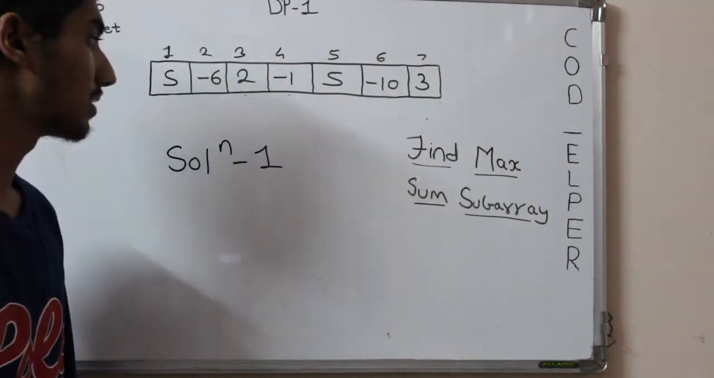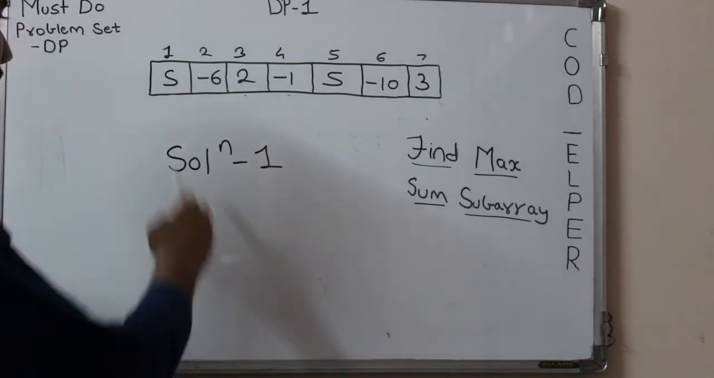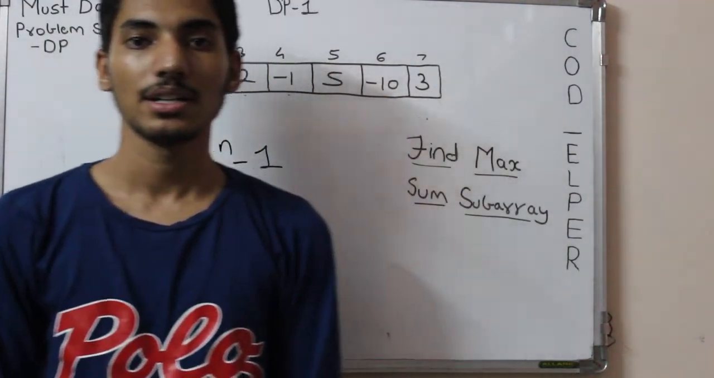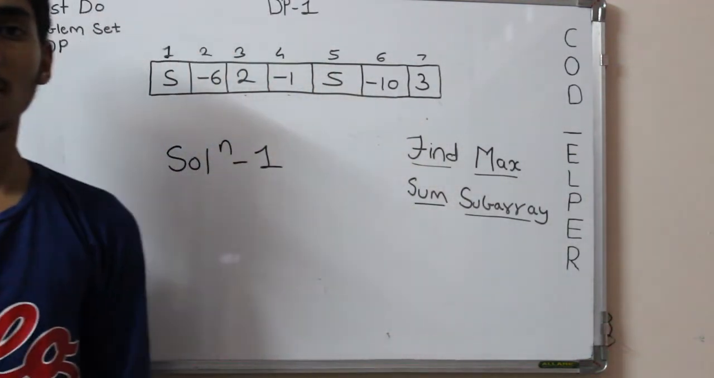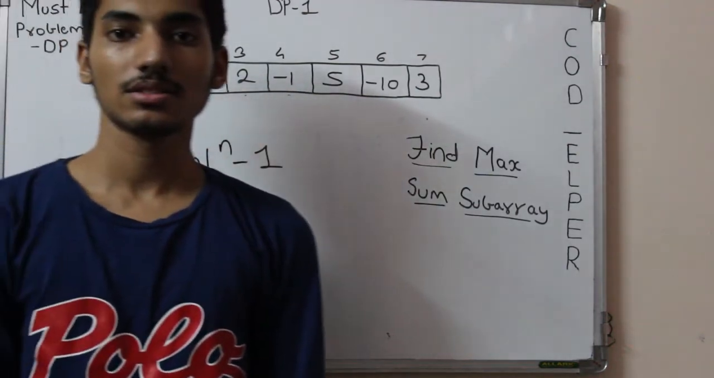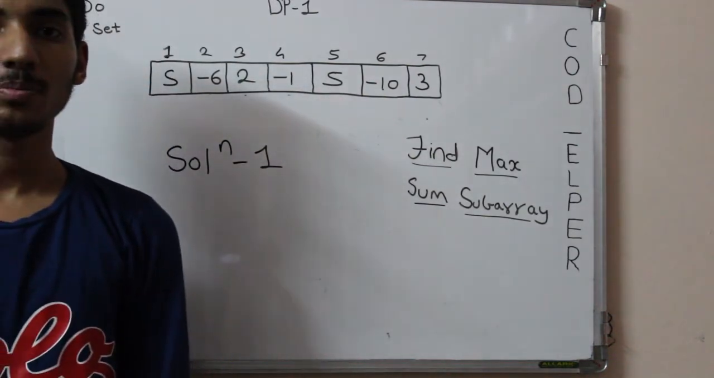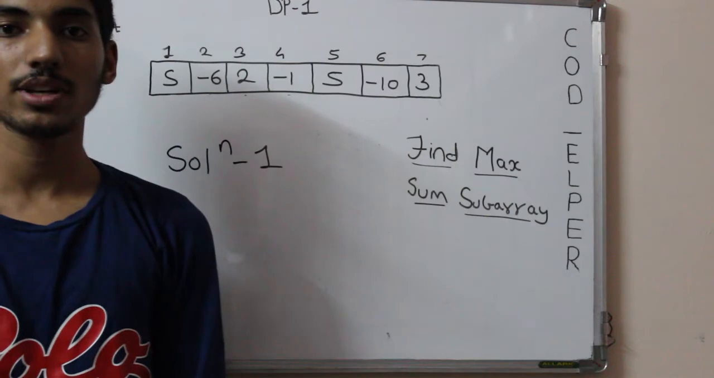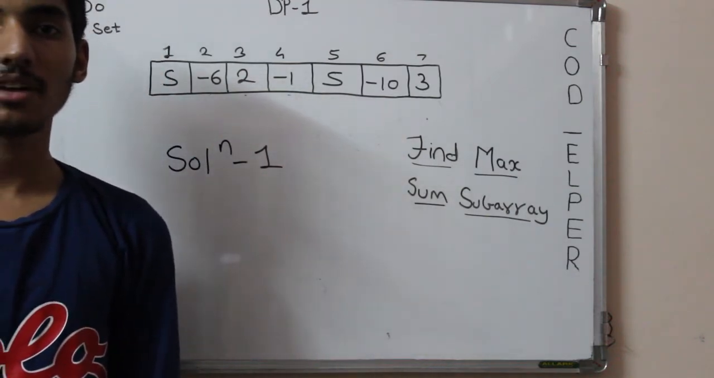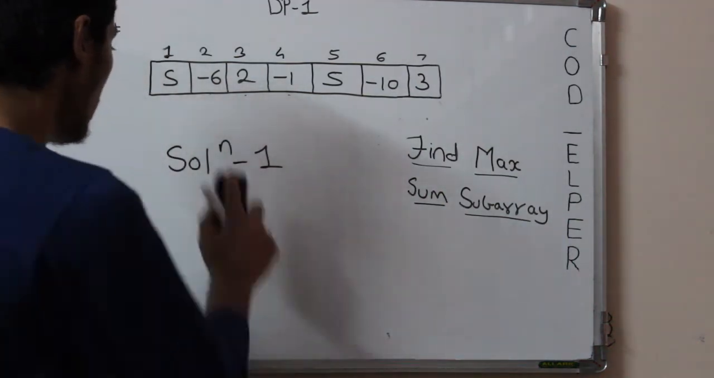The first problem is find maximum sum subarray from a given array. For example, our array is this. The first solution which comes to our mind is of finding all the subarrays, computing sums and then comparing the sums. But this solution takes more time. It is an inefficient solution because O of n square time is required to compute all the subarrays, and for each subarray we require O of n time to compute the sum. So we have to discard our first approach.